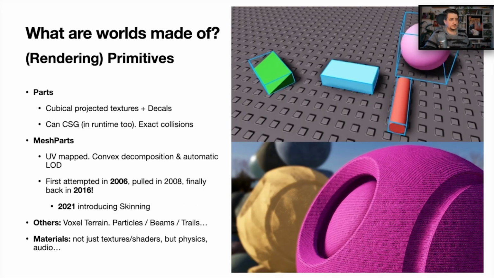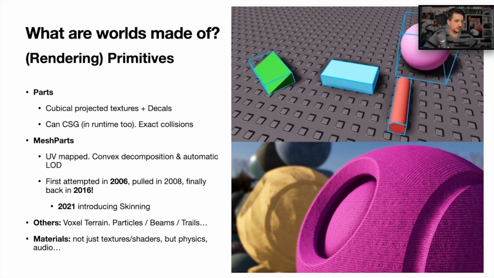All right, and what are the worlds made of? So under the workspace, what primitives do you expect to have? There are a bunch, but I'll show just a couple. The main primitives of the worlds are things called parts, which are simple geometric primitives. Those have cubical projected textures, and you can assign decals and other ways to customize their colors. They can do CSG. The CSG system is also working at runtime, and they do exact collisions.